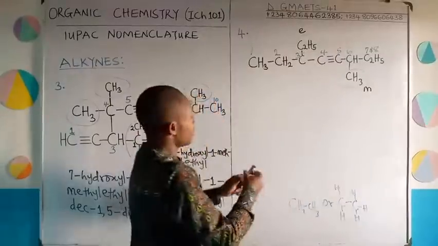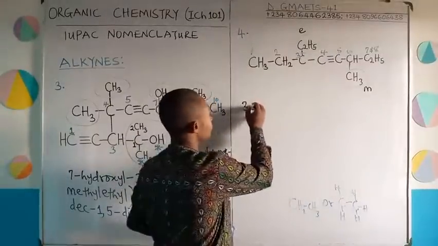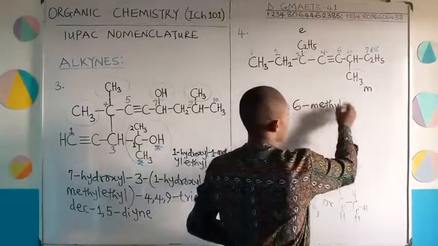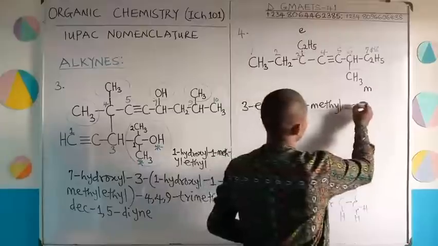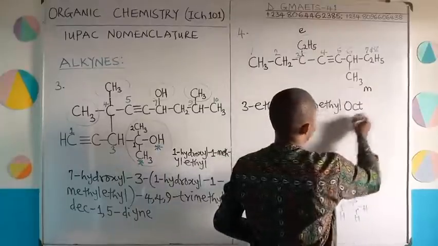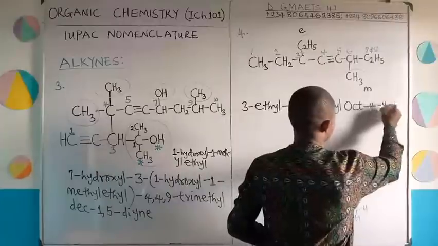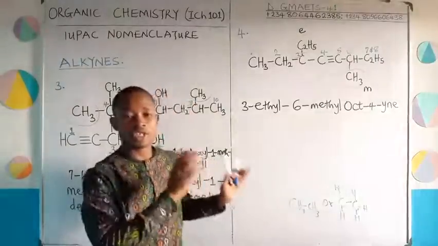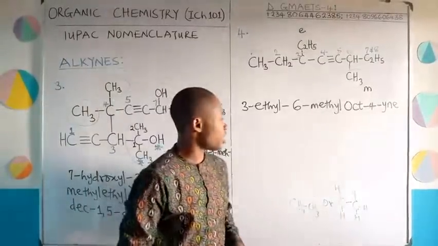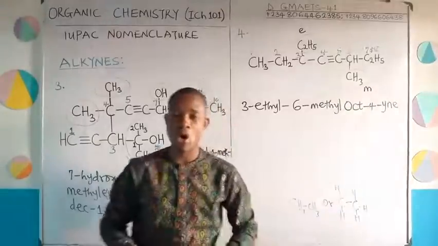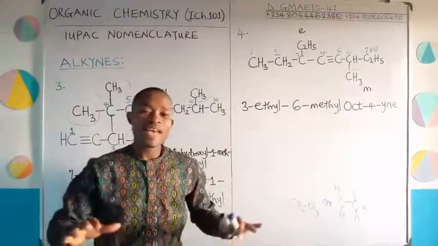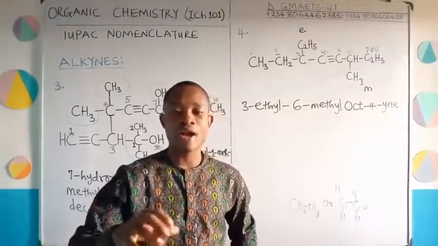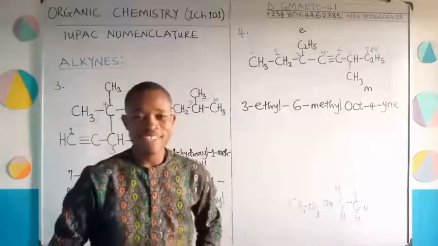4-ine. 3 ethyl, 6 methyl, then the parent chain. Oct 4-ine. So this is how we handle this structure, and that's the IUPAC nomenclature. 3 ethyl, 6 methyl, oct 4-ine. And this is how we've come to the end of the class on alkynes, the IUPAC nomenclature of alkynes.